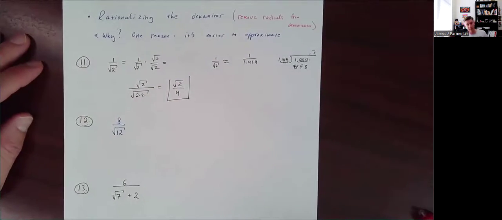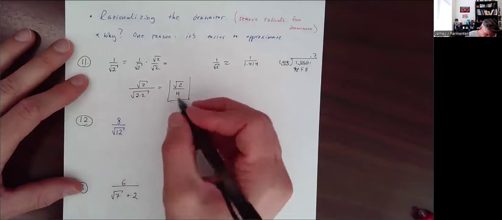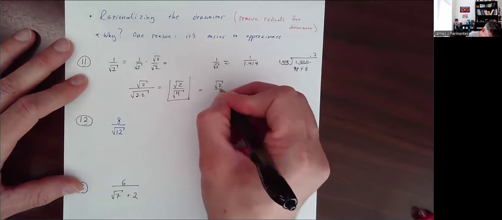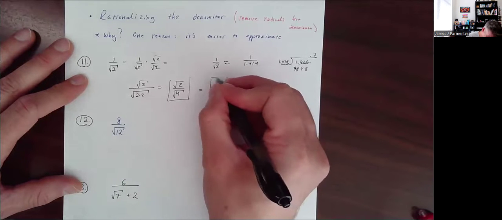Oh, it's not our final answer. I said the square root of 2 times 2 is the square root of 4. Sorry, not the final answer. And then that's equal to the square root of 2 divided by 2. That's our final answer. Apologies.